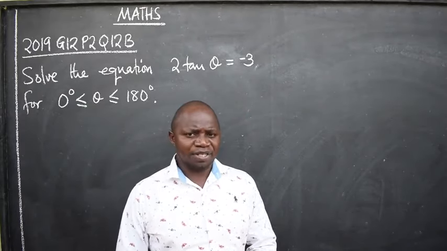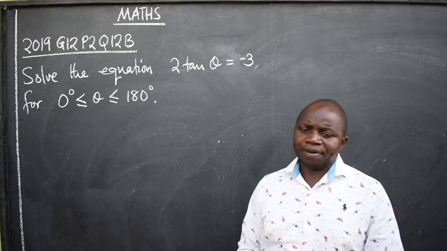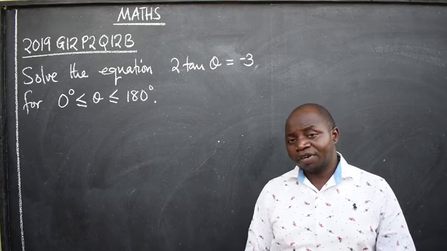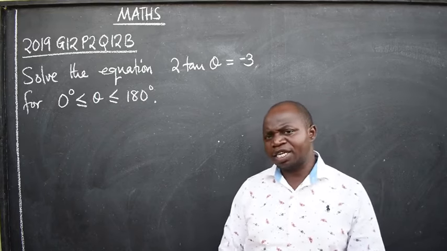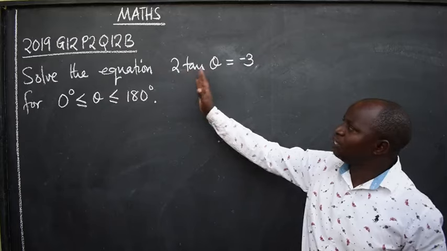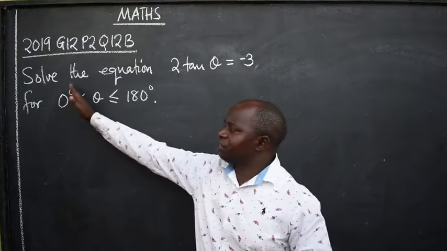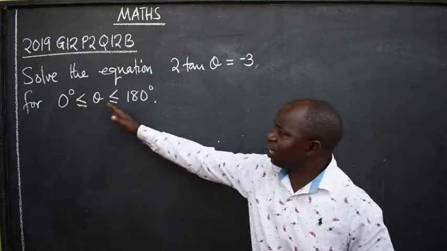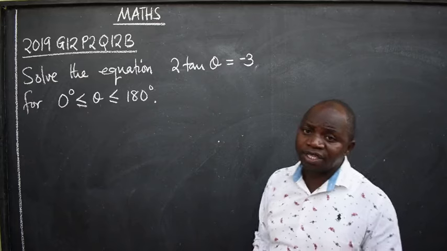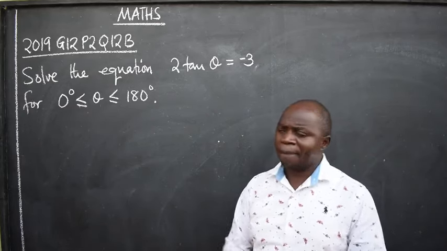This is mathematics. In this lesson, we want to look at this question from 2019 grade 12 paper 2, question number 12b. Solve the equation 2 tan theta is equal to negative 3 for 0 degrees less or equal to theta less or equal to 180 degrees. First thing, identify the topic.